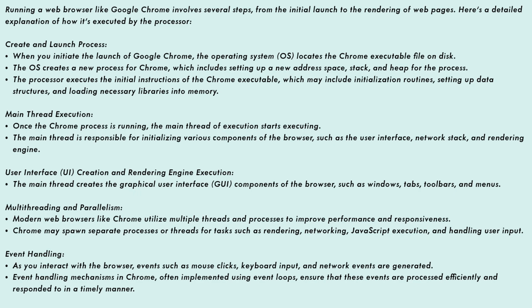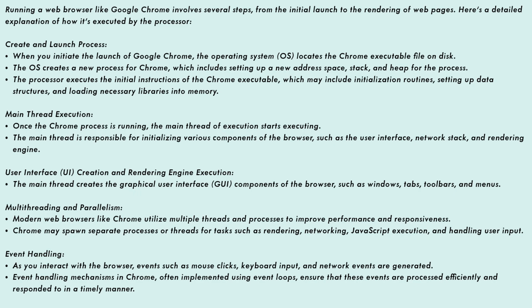Once that is done, the OS will initialize some data structures. It will load the necessary libraries into memory, whichever Chrome will use. It will initialize certain routines. Once that is done, it will locate the main thread. Once that main thread is located, the OS will start running this process. It will create this process and start running it. So once the Chrome process is running, the main thread execution will start.